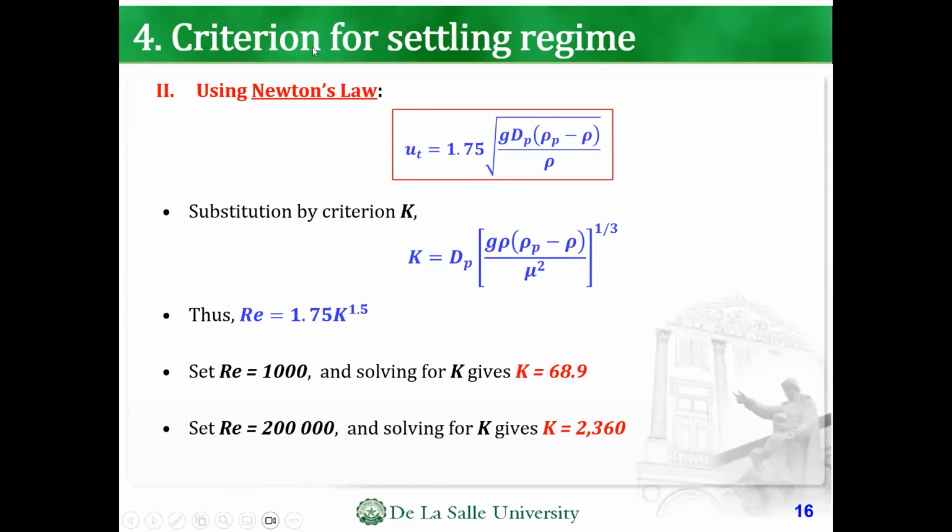So for Newton's law, UT is 1.75 as I have given you earlier. By substitution, K would have this form. It's the same form, right? Again, if the Reynolds number is taken to be 1,000, you can solve for K. It gives us 68.9. Whereas if Re is 200,000, it would give us a K that has a value of 2,360. Again, these are the cut-off values that we used earlier.